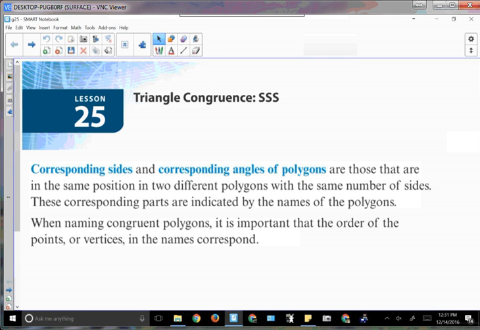Going to take a look at triangle congruence. Now, there's a reason why things are the way they are. You need to make sure that you identify the rules before you can go and state anything. Okay? Now, what we've got here, corresponding sides and corresponding angles of polygons are those that are the same position at two different polygons. Okay?